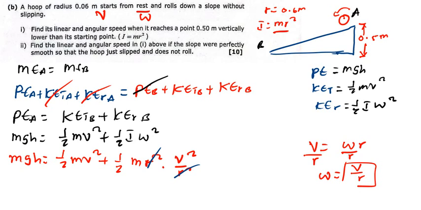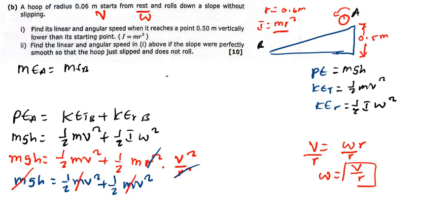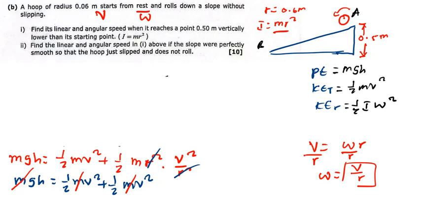Okay, so if I cancel r, I'll remain with mgh being equal to half mv squared plus half again mv squared. But we can clearly see that we have mass everywhere, so I'll cancel mass. If I cancel mass, the only thing I'll end up having now is gh being equal to half v squared plus half v squared.